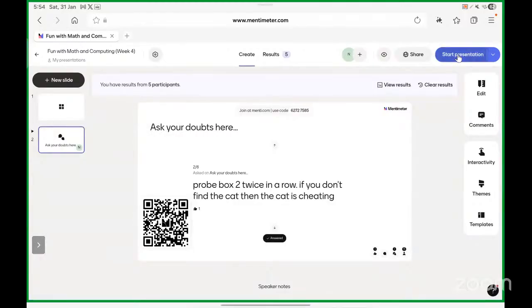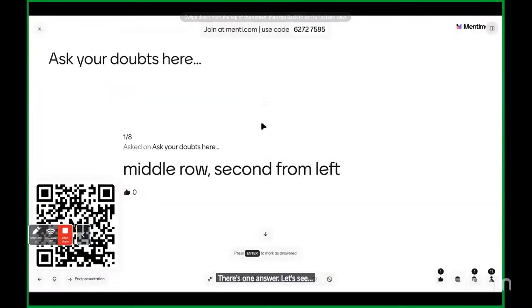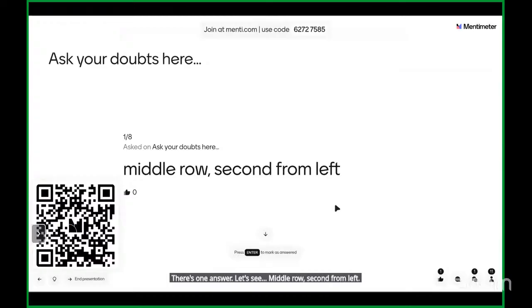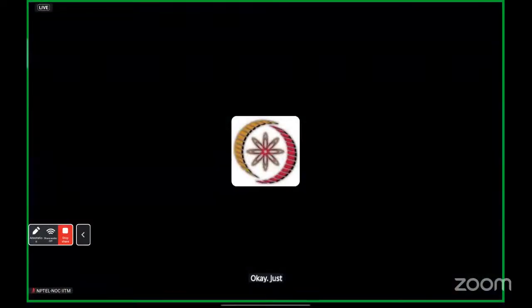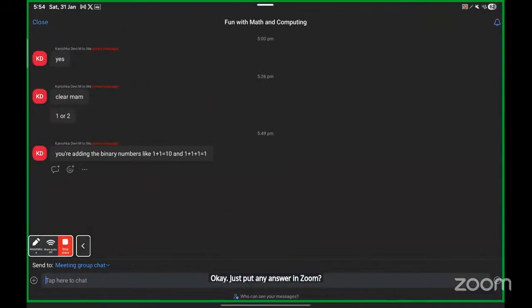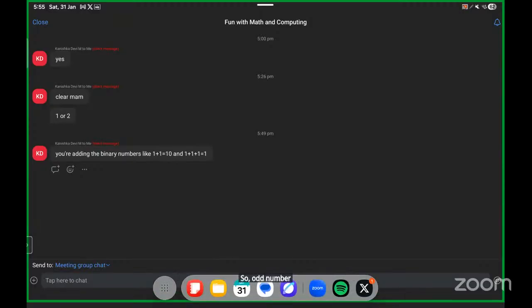There is one answer. Let's see. Middle row, second from left. Okay. Is there any answer in Zoom? One answer. You're adding the binary numbers like 1 plus 1. 1 plus 1 is not 10, it is 0. And 1 plus 1 plus 1 is 1. Yeah, it's basically a XOR sum. That 1 XOR 1 is 0. And 1 XOR 1 XOR 1 is 1. So odd number of 1s is 1, even number of 1s is 0.